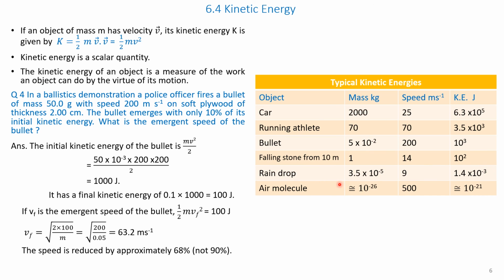A raindrop of mass 3.5 into 10 to the power of minus 5 kg and falling with a speed of 9 meters per second has energy of 1.4 into 10 to the power of minus 3 joules. An air molecule approximately weighing 10 to the power of minus 26 kg and moving with a speed of 500 meters per second has an energy of approximately 10 to the power of minus 21 joules.